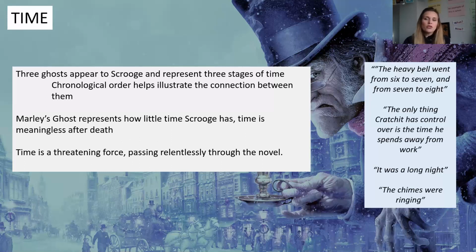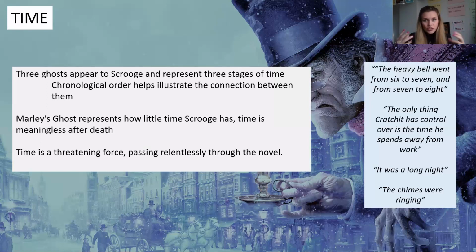And probably the most interesting one that you could talk about is the idea that time is a threatening force. It just continues relentlessly, and Scrooge wants things to slow down and stop, but it just keeps going. That clock, the heavy bell, the time's ringing is all the way through. If you go back and look at the story, time and the sound of the clock is there all the time, threatening him and reminding him that he hasn't got long.